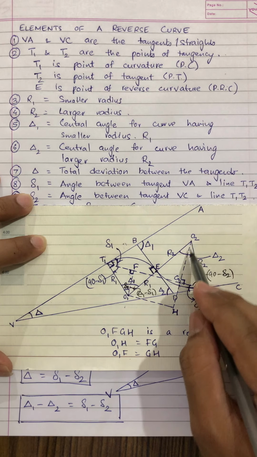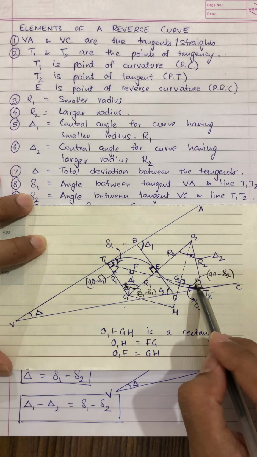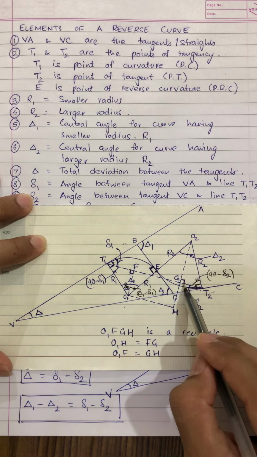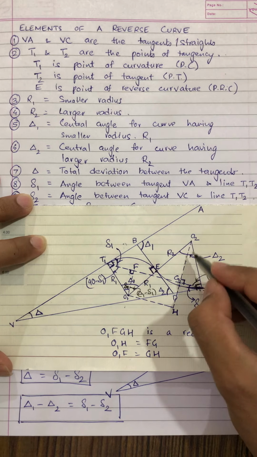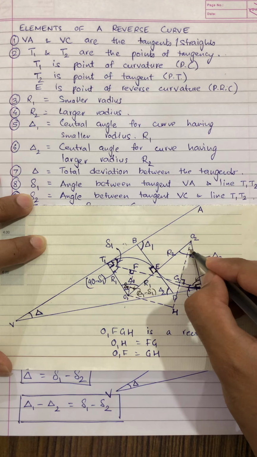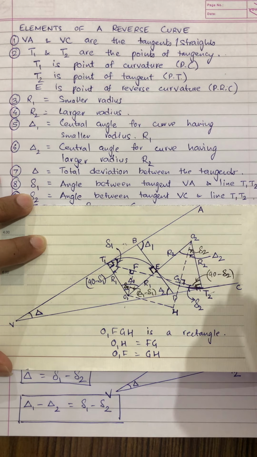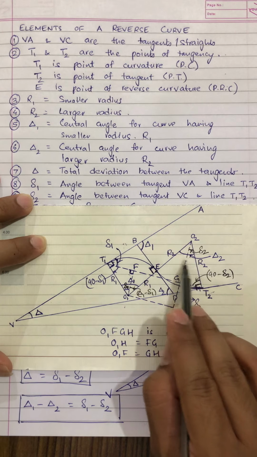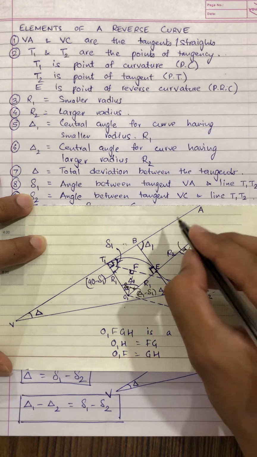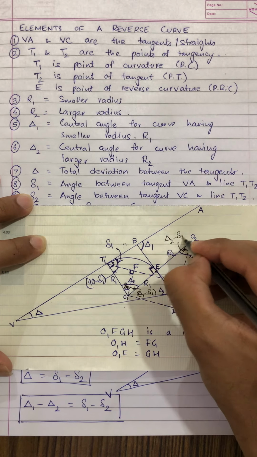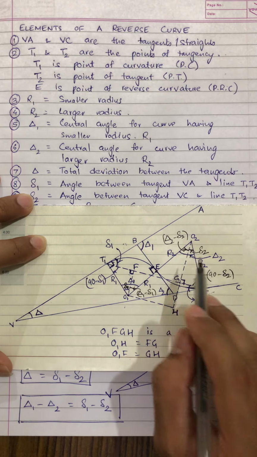This is 90 minus del 2. If we consider triangle O2GT2, here, if this is 90 minus del 2 and this is 90 degrees, then obviously this angle should be equal to del 2. And if this is del 2, this total is delta 2, so obviously this angle will be equal to delta 2 minus del 2.